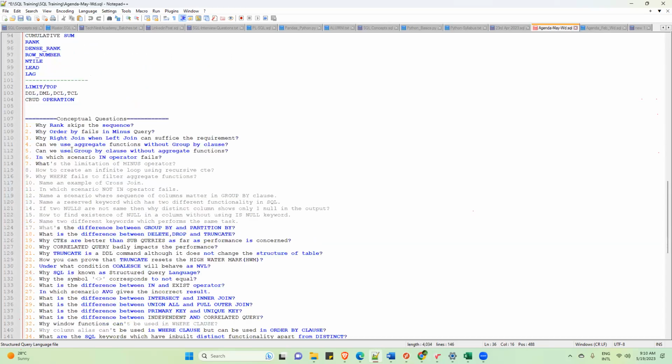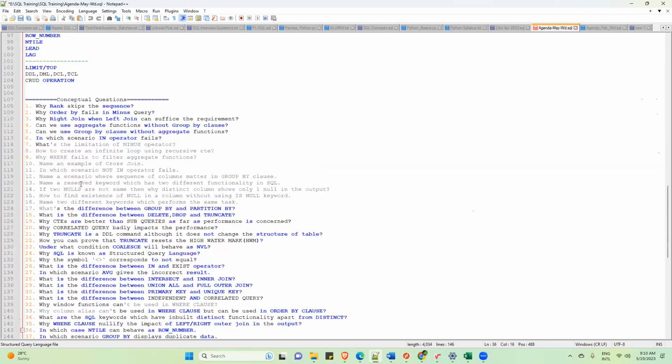So actually, this is the question. Where is the question? See this one, question number 13: name a reserved keyword which has two different functionalities in SQL. That is your DESC. DESC stands for describe if you use it with the table name; that will show you the structure. DESC also stands for descending if you use it in ORDER BY. Good catch. This is question number 13. I hope I answered; that is clear.